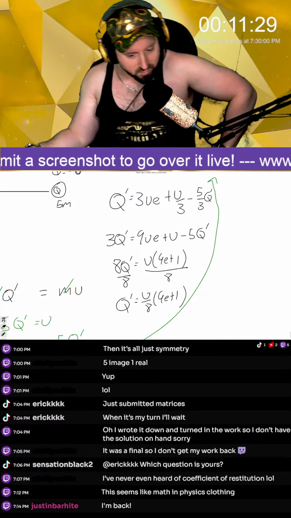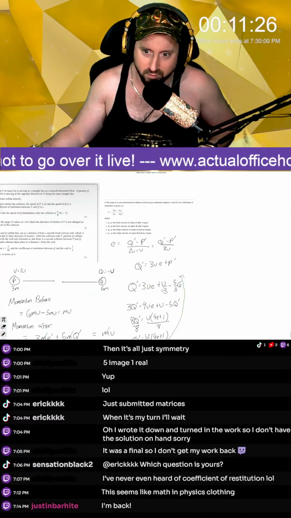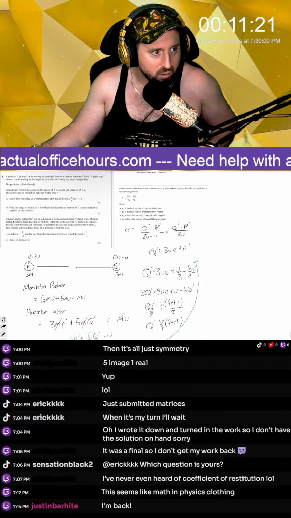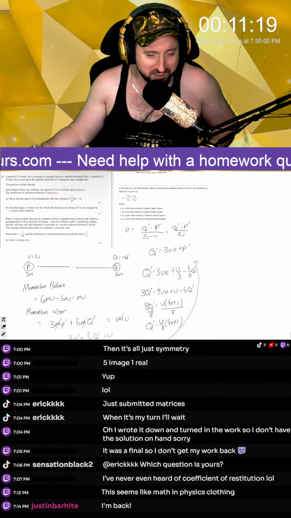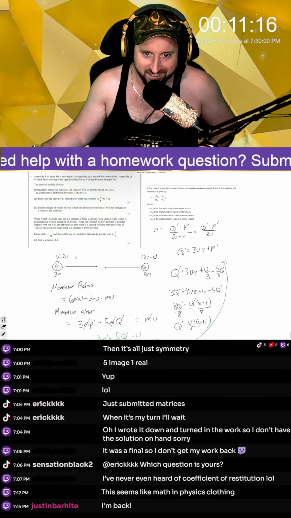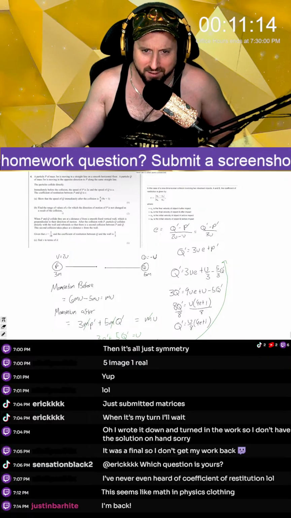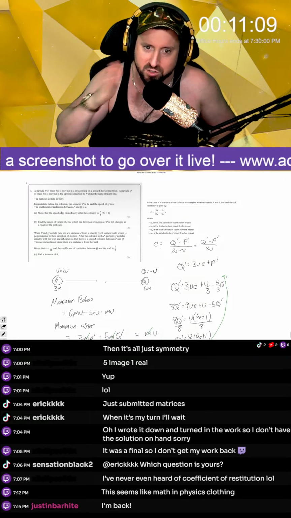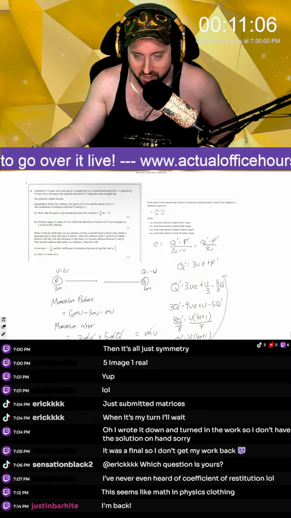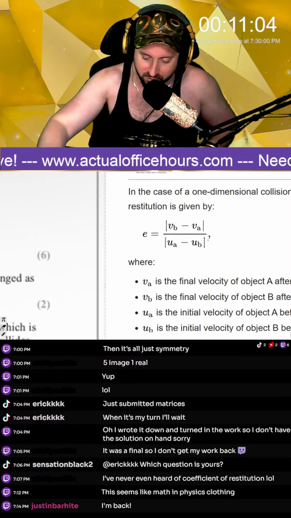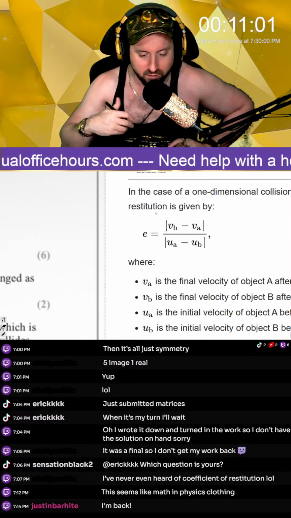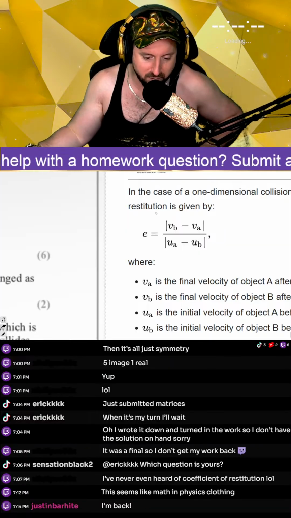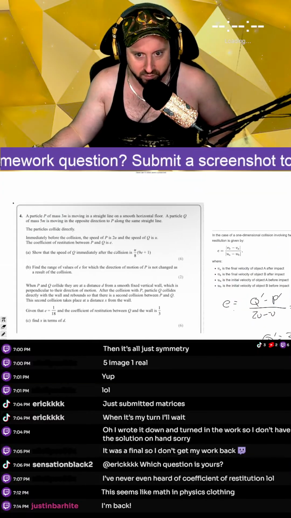Oh. That took way longer than it should have. Okay. You didn't use my magic trick. The algebra obviously lends the solution. Answer is this. Yeah. Find the range of values for E for which the direction of the motion of P is not changed. Yeah, this is the weird thing here, right? Because you have absolute values on these, and these are velocities. So if they switch directions, that's going to mess things up. If one's negative, one's positive.